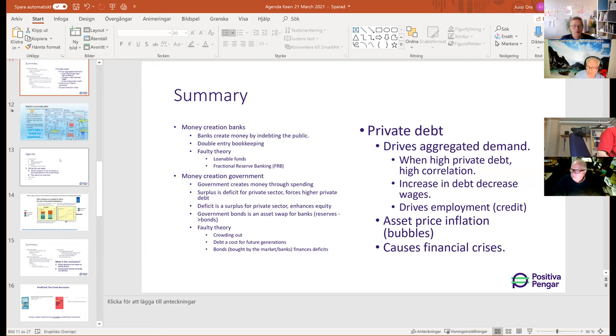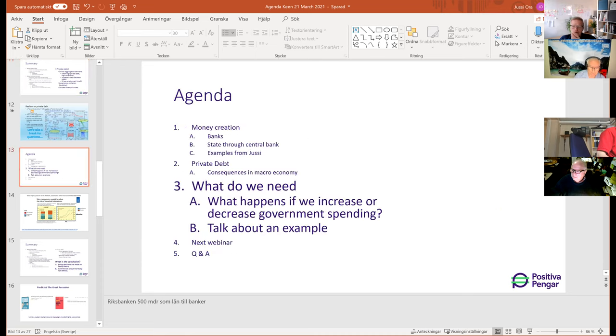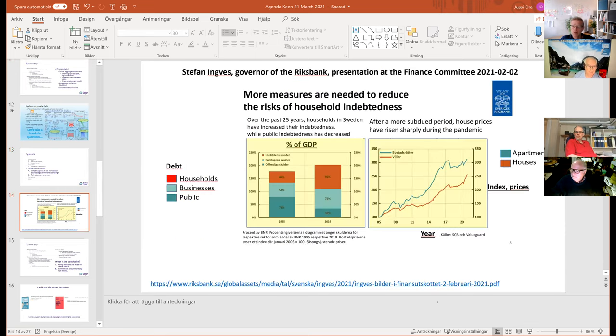Hmm. Okay. To jump further, I think you already went through that, what happens if you increase or decrease government spending. Mm-hmm. So let's just look at an example then to see. I hope this makes sense. If not, my bad, okay?